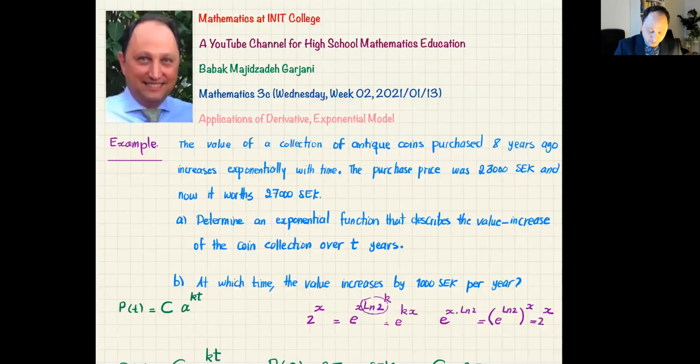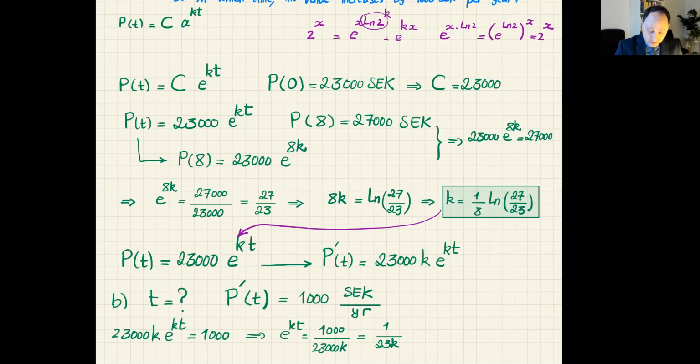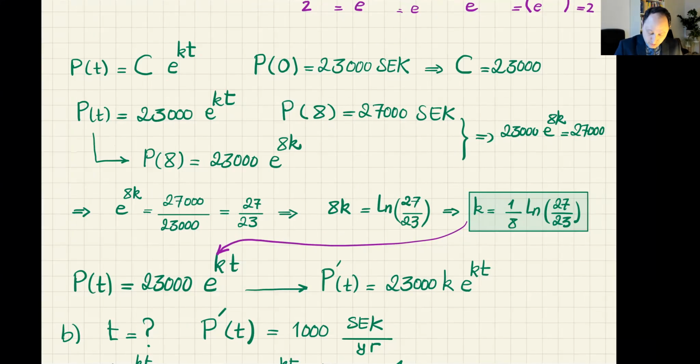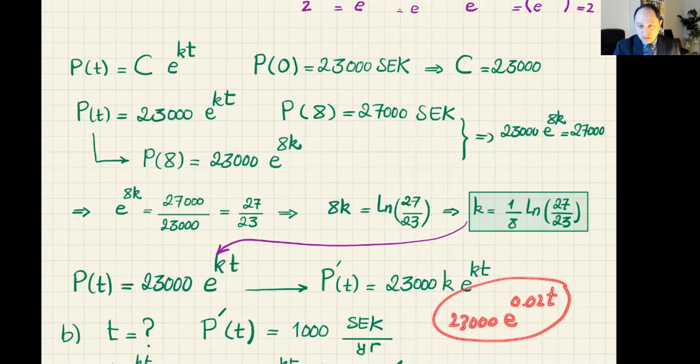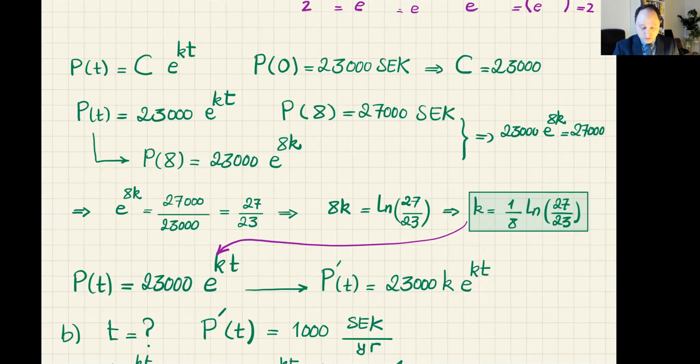So it means that from here you can calculate k. According to the book, k is approximately this value. So when I want to write my model, I don't write k like this. I just write 23,000 e to power 0.02 t. This is your model. Working in this way might be easier, but of course, this is an approximation to the real model because 0.02 is not the exact value of k, it is an approximation to the value of k.